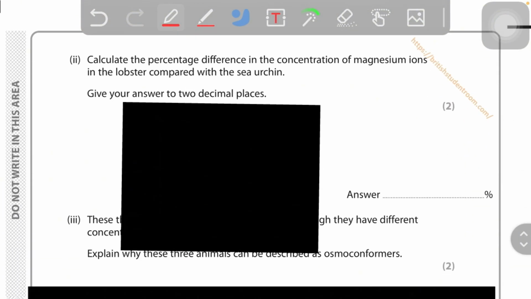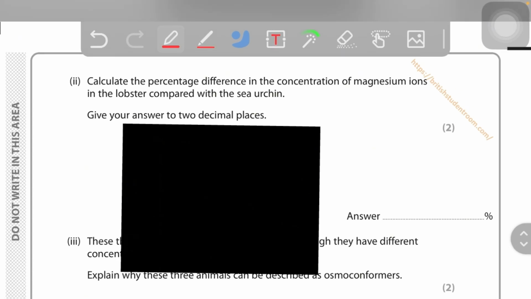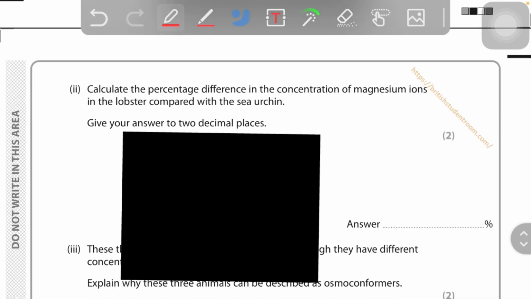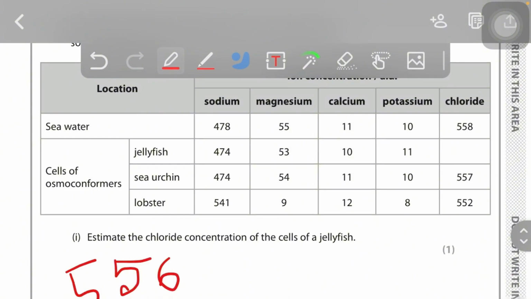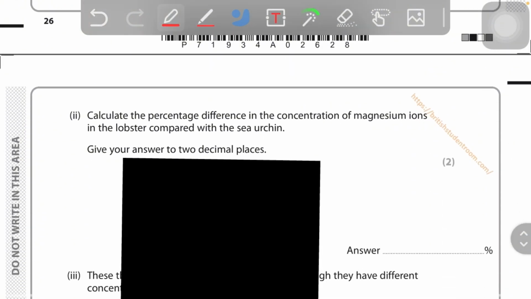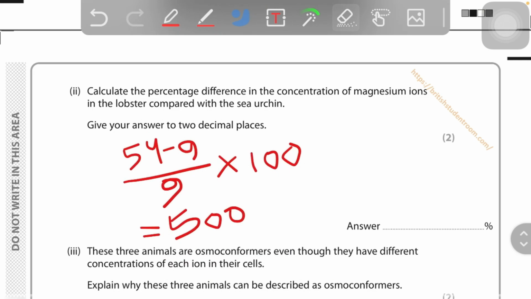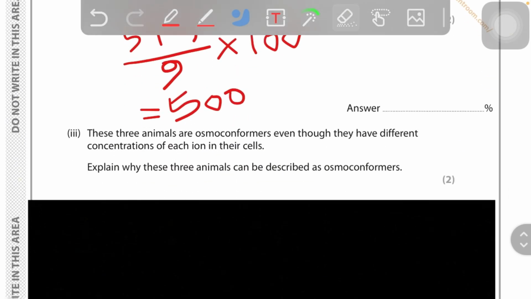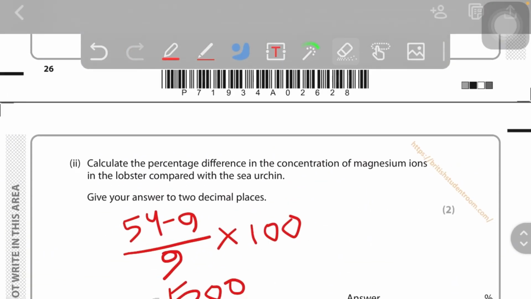Calculate the percentage difference in the concentration of magnesium ion in the lobster compared with the sea urchin. Magnesium ion 9 and 54. So the answer is 54 minus 9, divided by 9, times 100. Basic math.